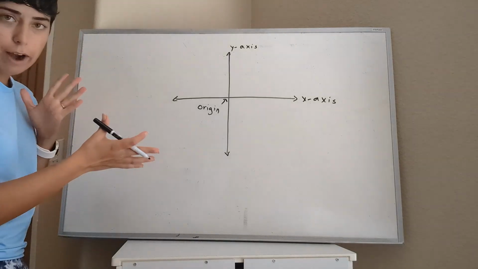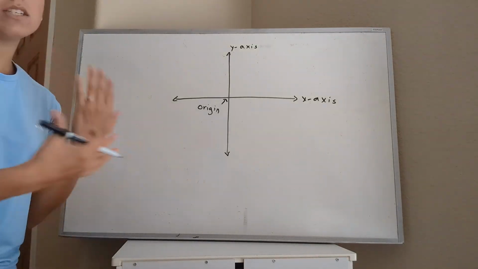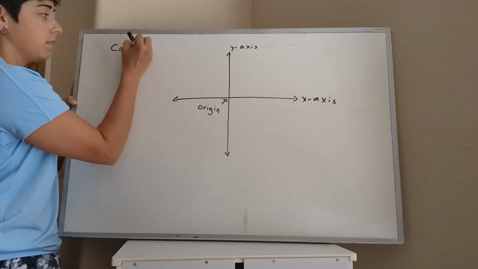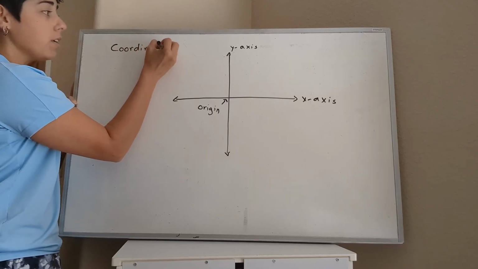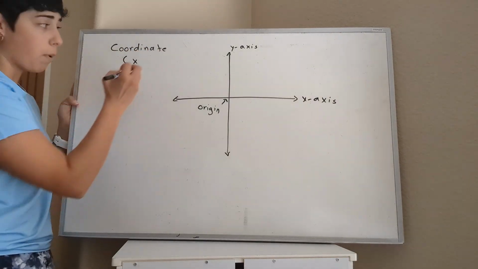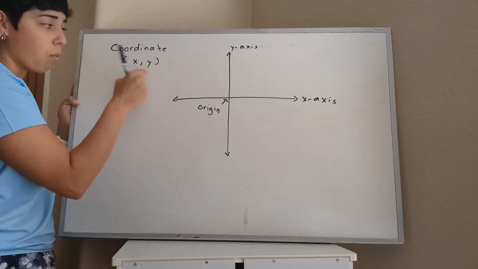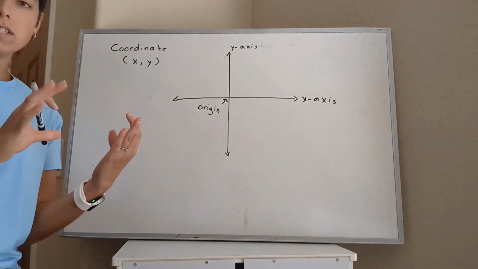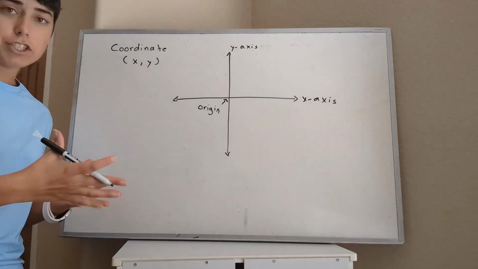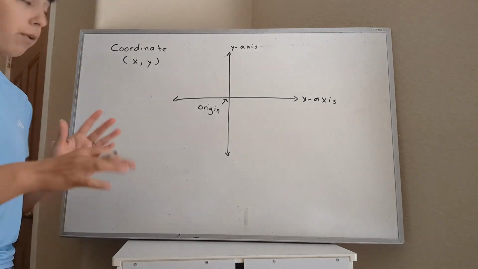So what happens with the graph? Well, when we're talking about x and y, we're referring to something called a coordinate. This coordinate is made up of two numbers, a number in the x spot and a number in the y spot, and they are between parentheses separated by a comma. You can think of this as a location. It just tells you where to go on the graph.